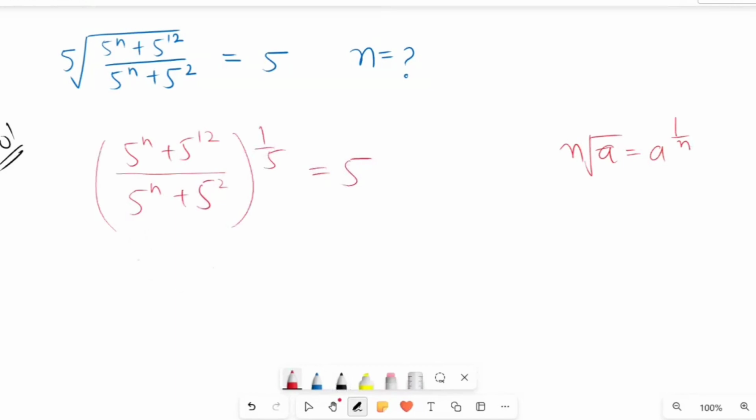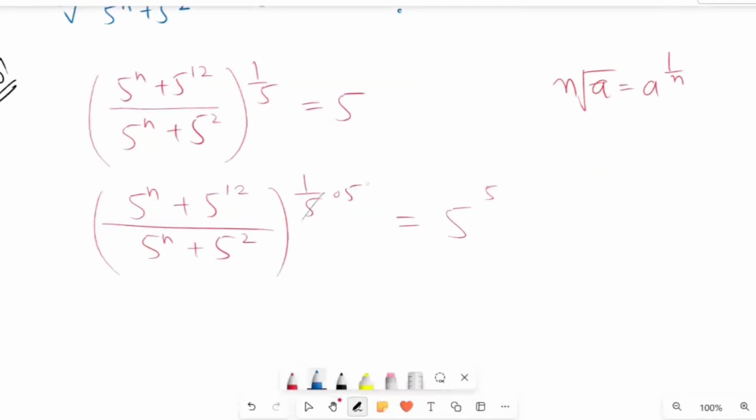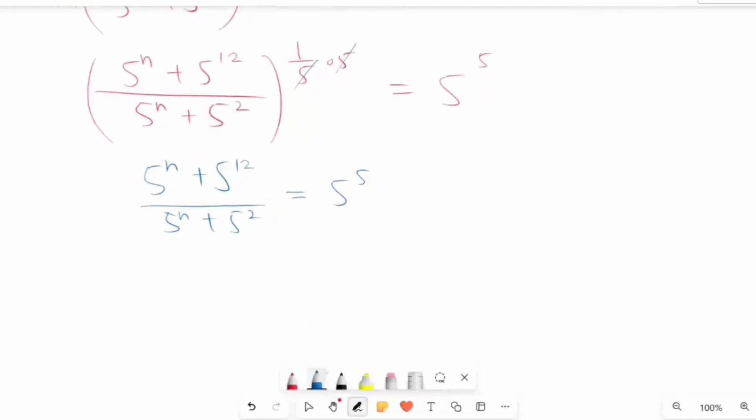So this will turn to ((5^n + 5^12) / (5^n + 5^2)) to the power of 1/5, all raised to the power of 5, is equal to 5 to the power of 5. So here this 5 and this 5 get cancelled. The remaining expression we will get is (5^n + 5^12) / (5^n + 5^2) is equal to 5 to the power of 5. Next, I am going to take this denominator to the right hand side.